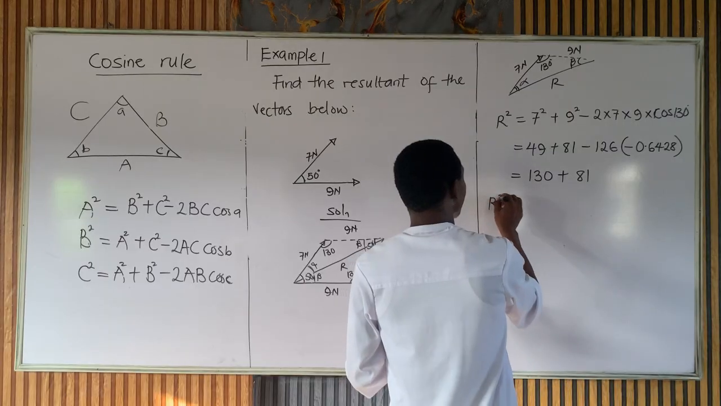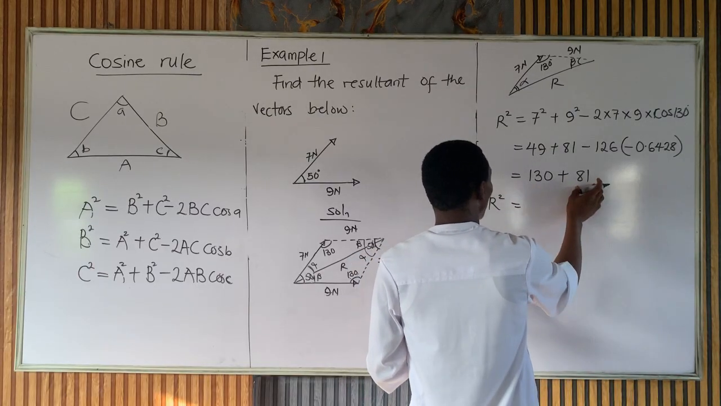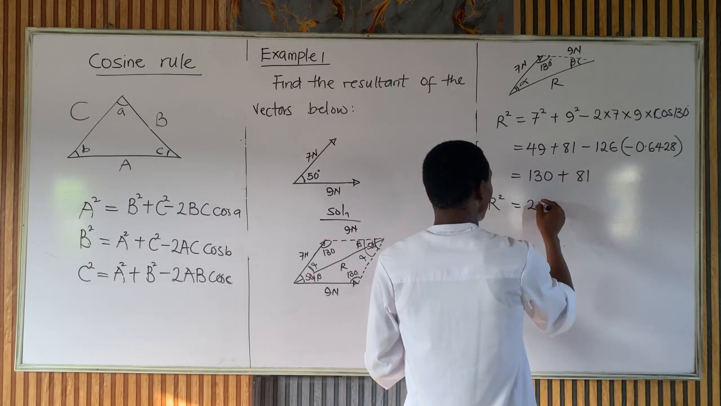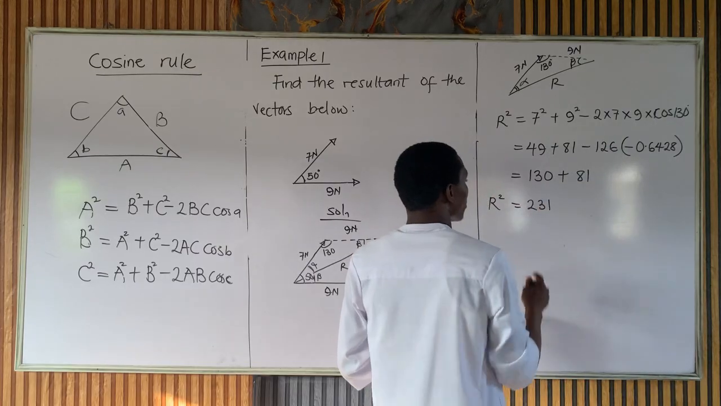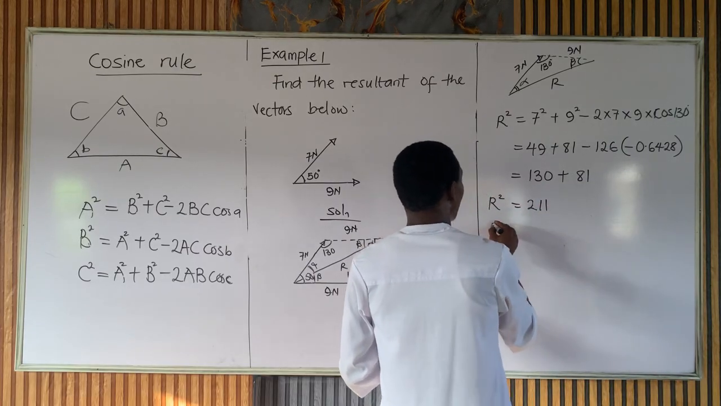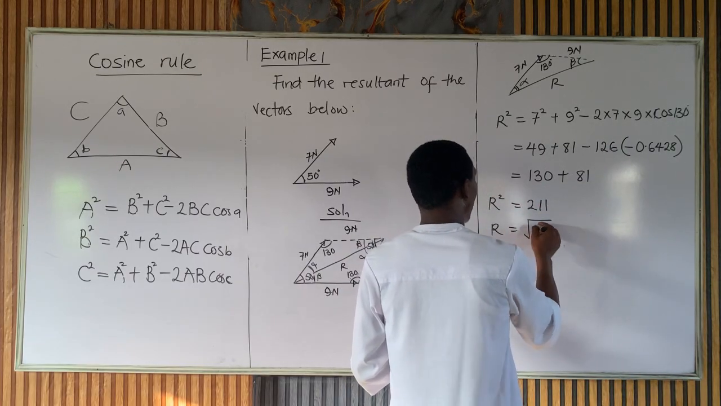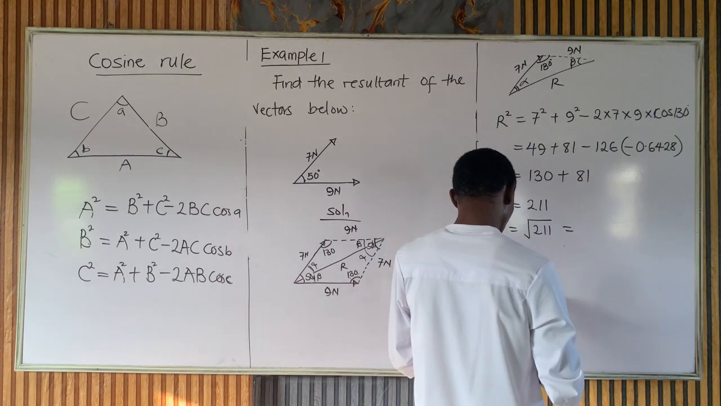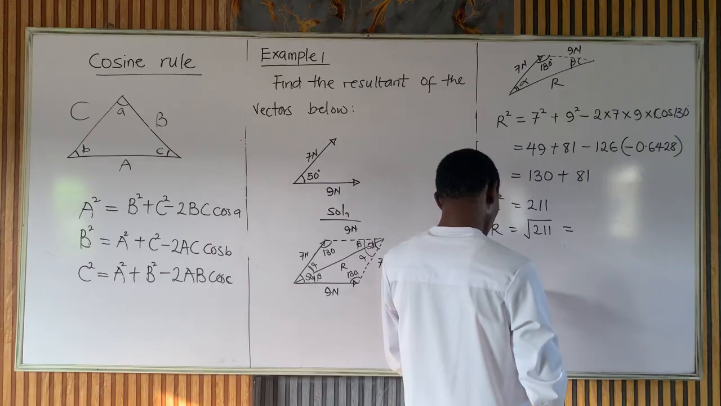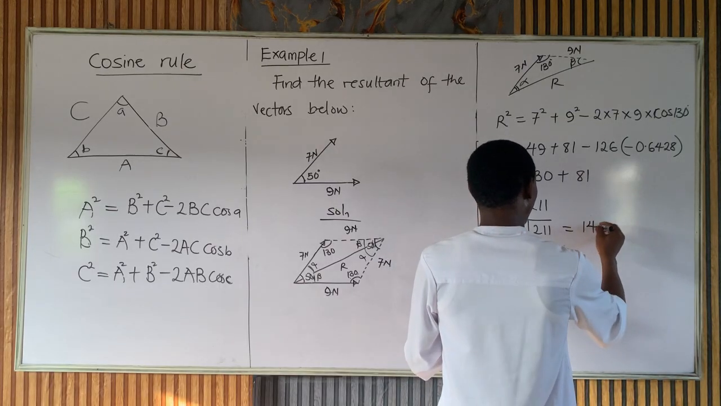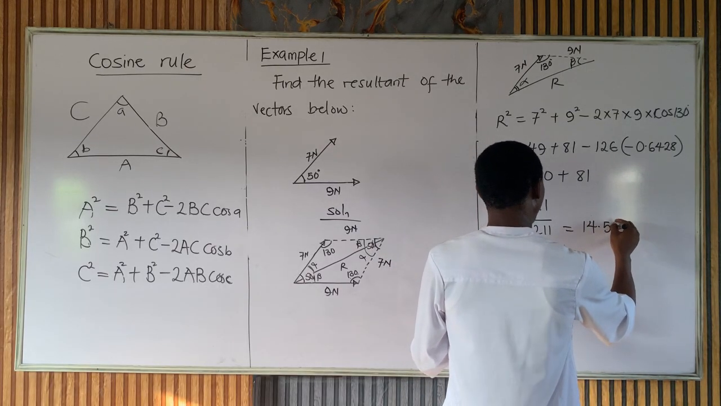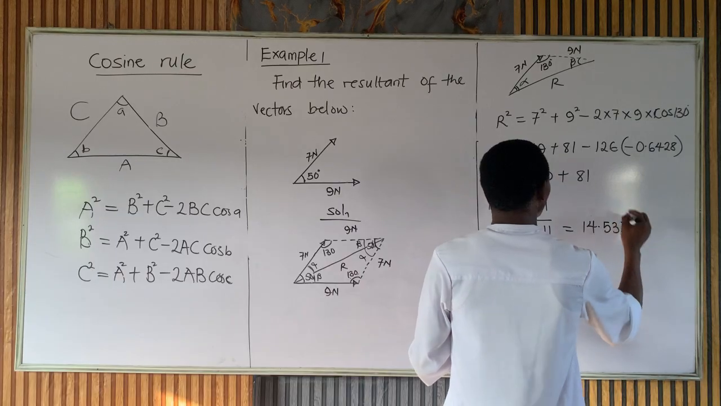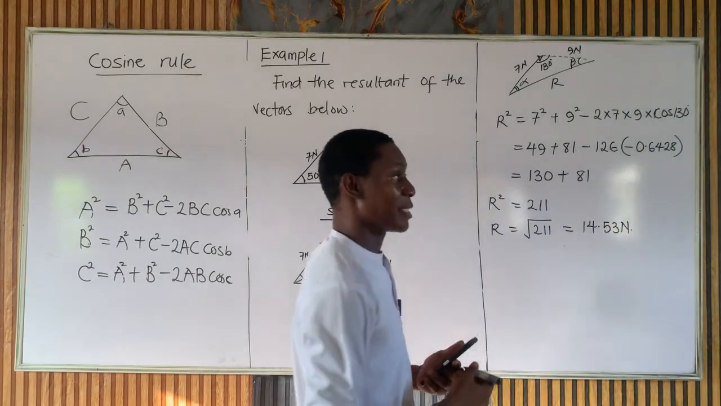So r squared is equal to 130 plus 81, that's 211. And then r is the square root of 211, and that will give us 14.53 Newton. So that's the answer for this.